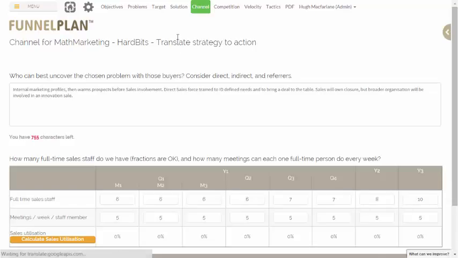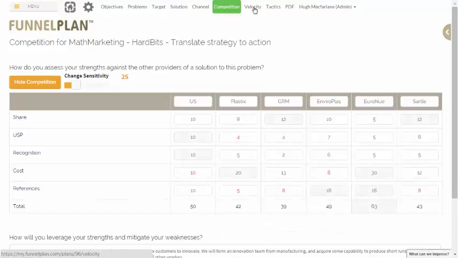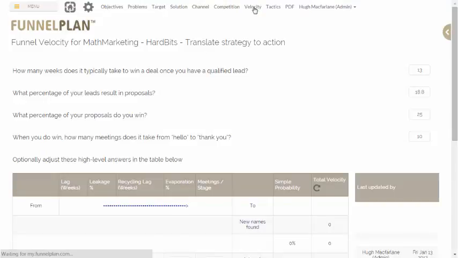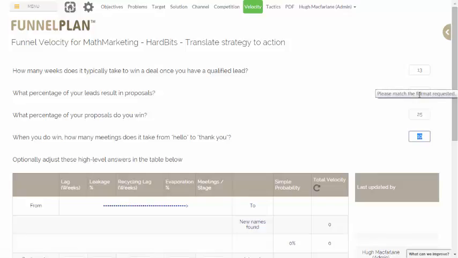What channel will you use to reach that market? And by channel we mean sales channel. Who else can solve the problem and how do you stack up against them? What velocity do you need to reach? Again, in the free version, you'll be asked some fairly innocent questions. How long does it take to win a deal? In the bottom here, how many meetings does it take? And in between, what % of your leads will become proposals and what % of your proposals will become sales?